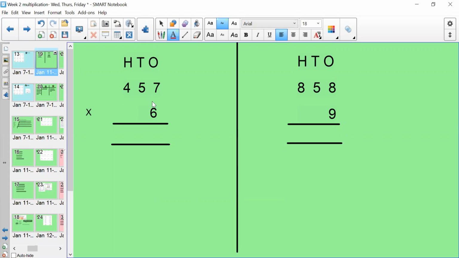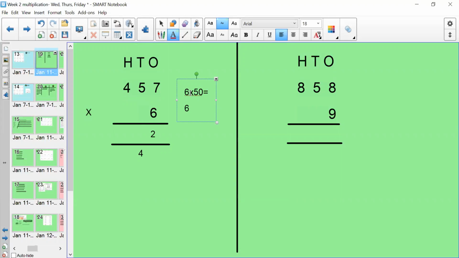Okay, well done. So we'll start with this one. So we've got 7 times 6, which we know is 42. So we're going to put the 4 underneath and the 2 in the ones column. And then we're going to move to the tens column. So 6 times 50.